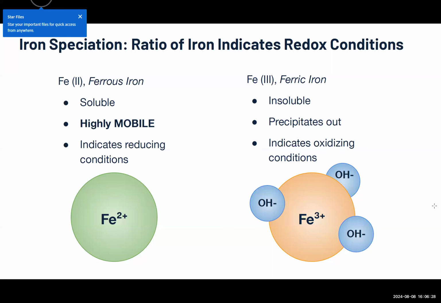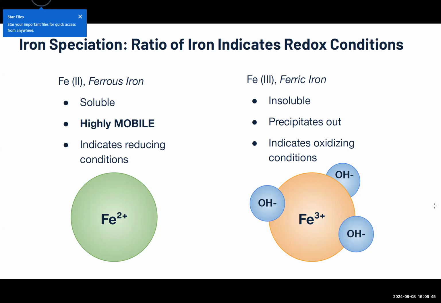So if you're looking at iron 2, you'll see really soluble iron. It's highly mobile, and it can be transported really easily by those biotic materials, especially by water, so really quickly as well. And when you have a high presence of iron 2, that indicates reducing conditions.